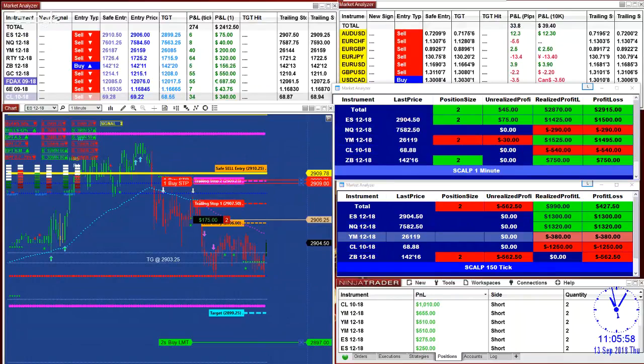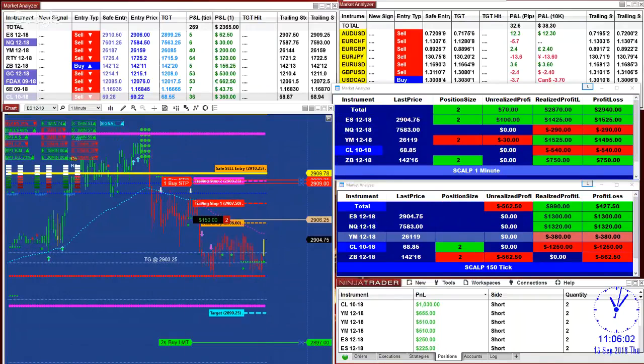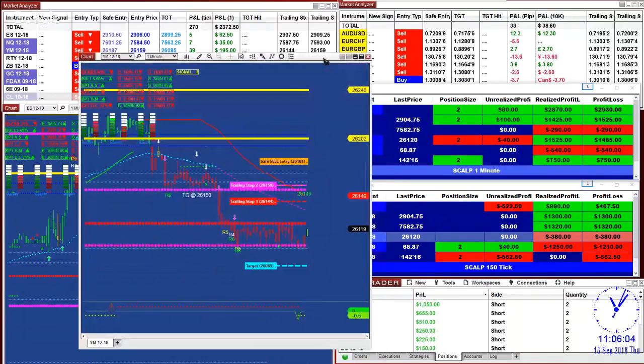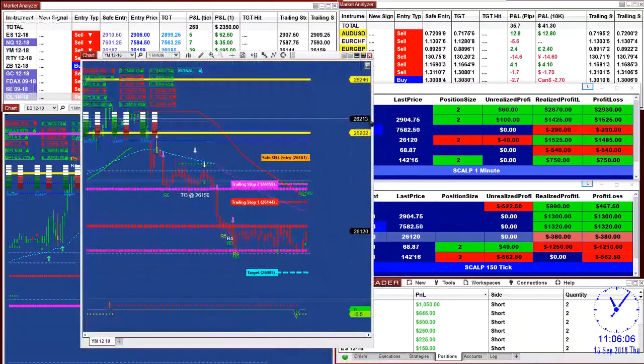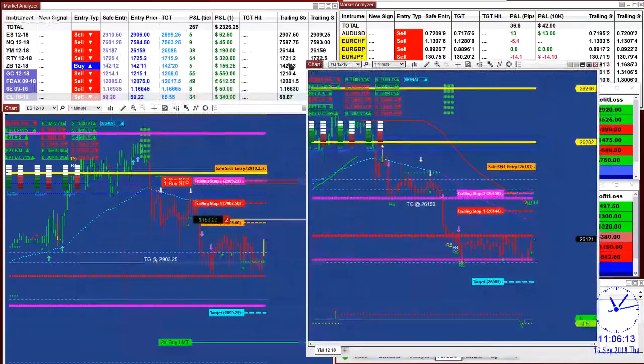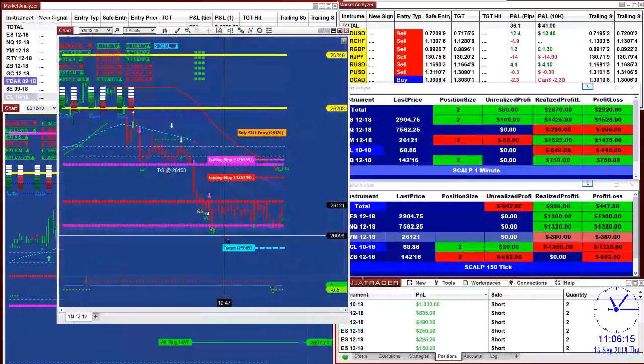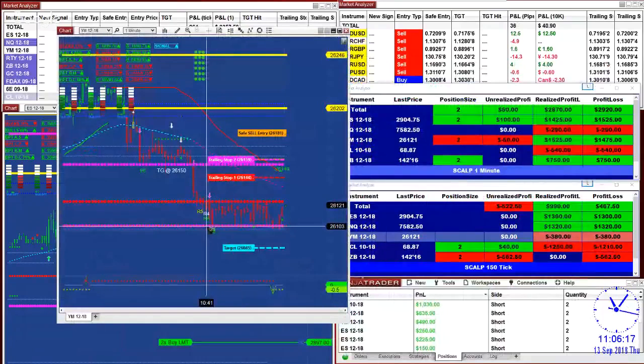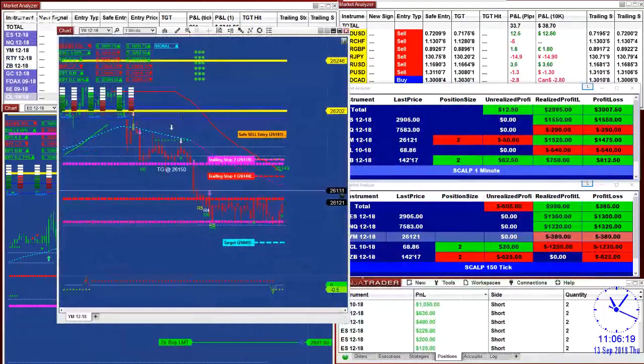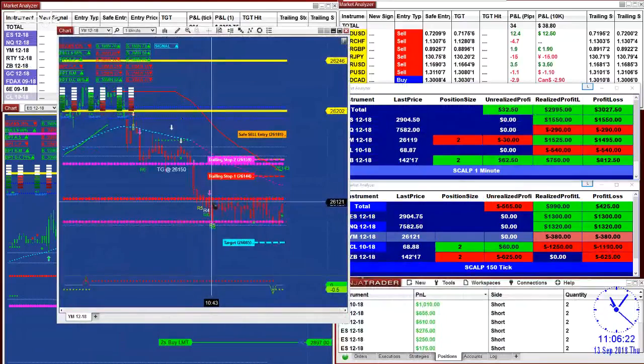Everything is closed. We only have one customer left here. It's the ES. The YM also is closed. And if you can see, Ben, our target was really down there and didn't make it, and that's why you don't see target hit. On the YM, it's a very clean picture, Ben.